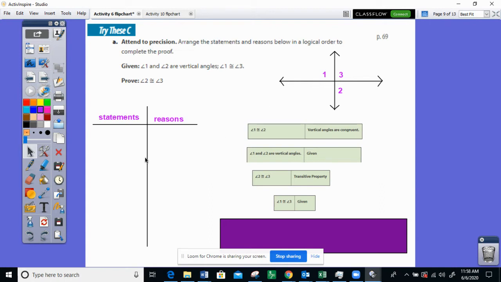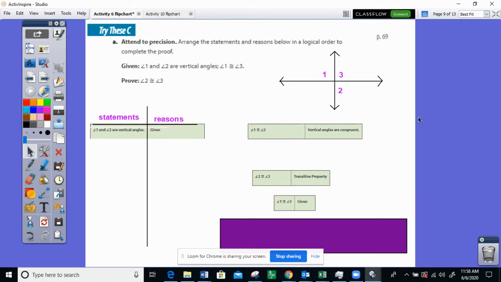So they've given us statements and reasons that go together, and we need to put these in a logical order. So we're given that angle 1 and angle 2 are vertical angles, and we're also given that angle 1 is congruent to angle 3. Okay, so which of these pieces of given information should we put first? Let's go ahead and put that angle 1 and angle 2 are vertical angles.